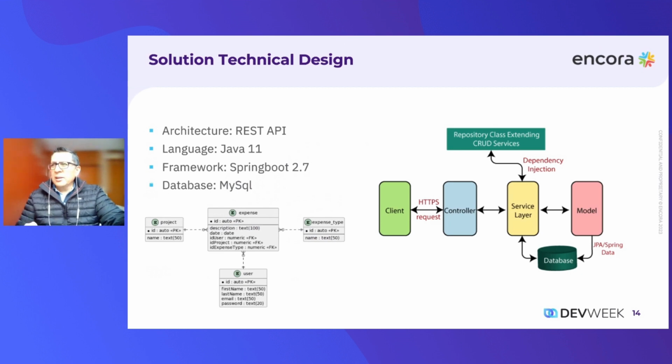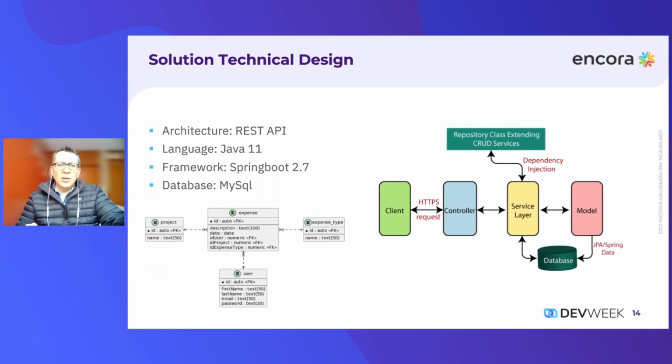On the architecture side, we have a REST API application with the typical layers: a controller layer, service layer, the repository, and the model layer. All of them based on the relational database. We are using Spring Boot 2.7 as the framework, and the database is MySQL.